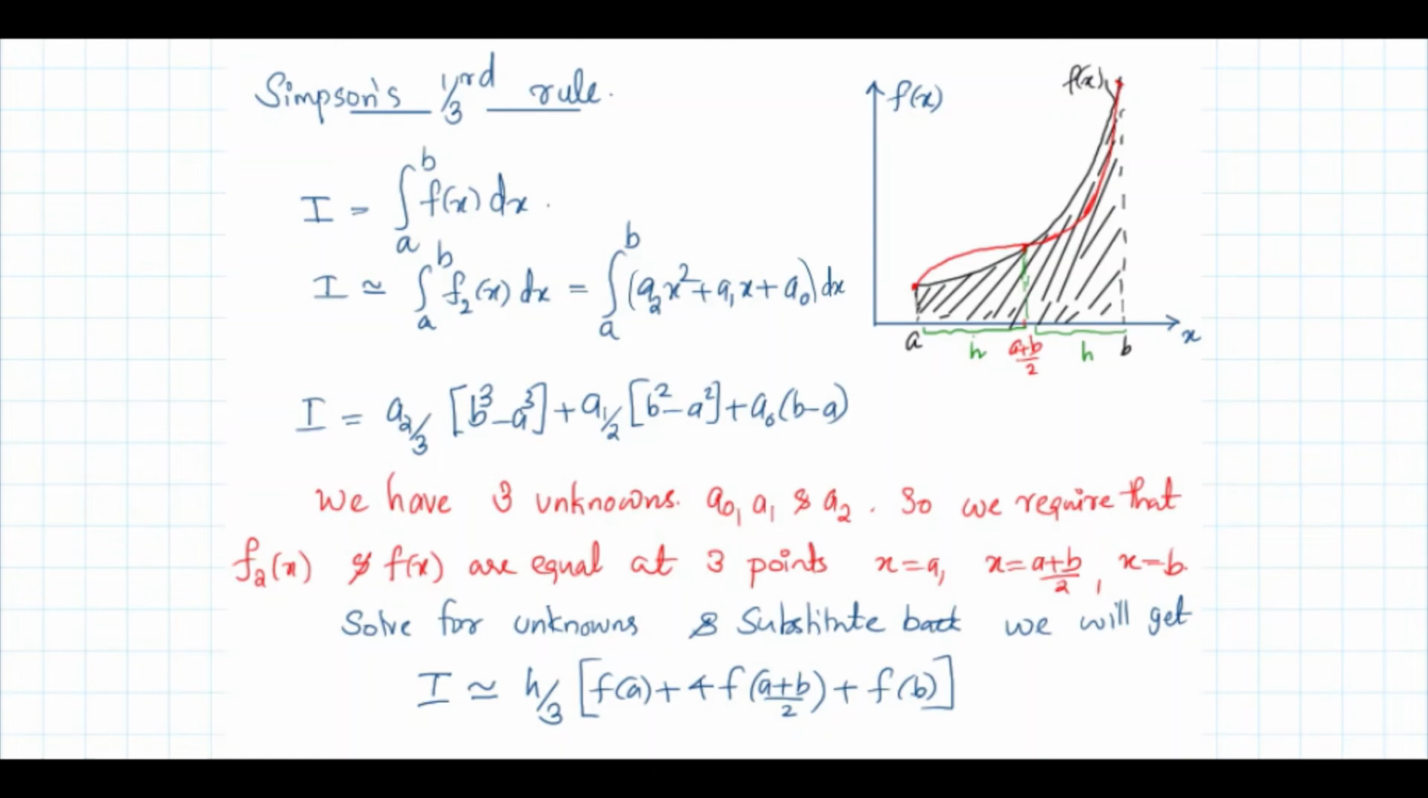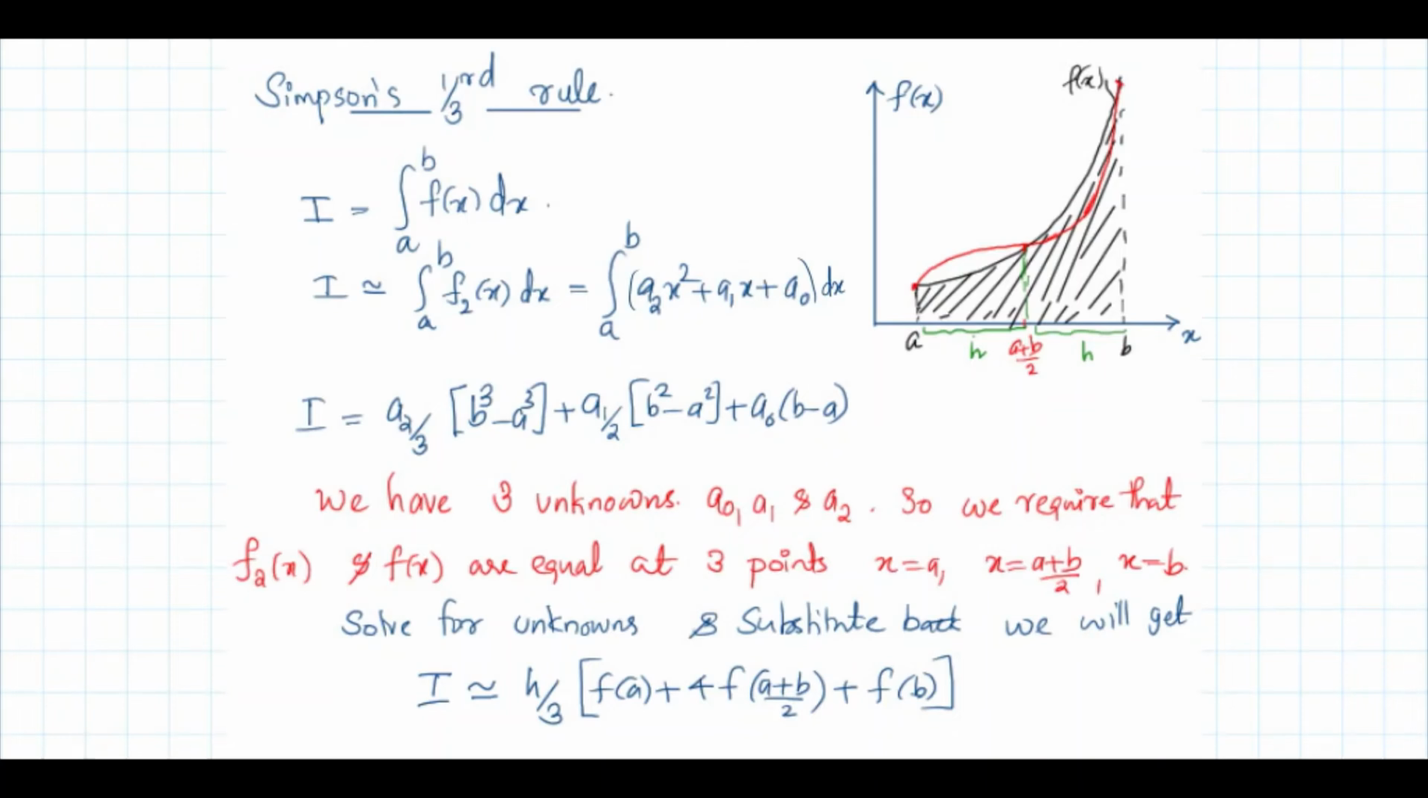Now, why is it called Simpson's 1/3 rule? Due to this factor 1 by 3, it is known as the 1/3 rule. And h is actually this width, not the entire width. The entire width you can take as 2h. So h is this one. f of a is the value of the function at a, f of (a plus b) by 2 is the value of the function at this point, and f of b is the value of the function at this point. The middle point will be multiplied with a 4. This is the expression that you will obtain if you substitute the values of a2, a1, a0 here.